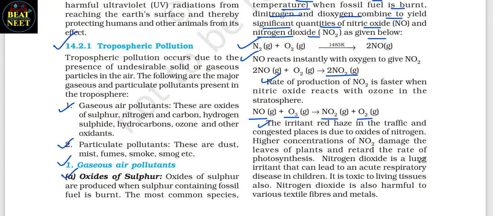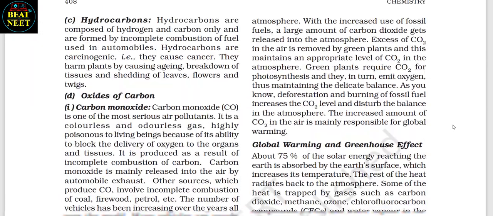The irritant red haze in traffic and congested places is due to oxides of nitrogen. A higher concentration of NO2 damages the leaves of plants and retards the rate of photosynthesis. Nitrogen dioxide is a lung irritant that can lead to acute respiratory disease in children. It is toxic to living tissues also. Nitrogen dioxide is also harmful to various textile fibers and metals.